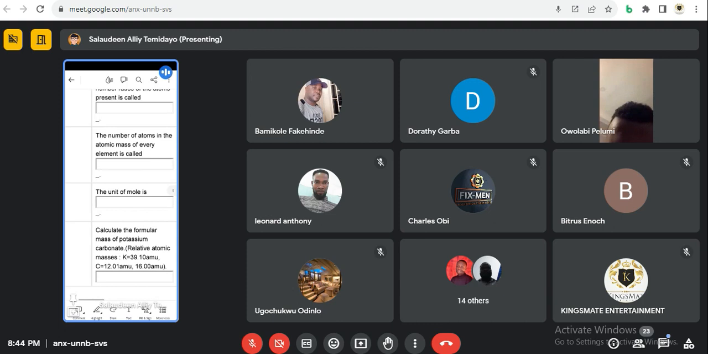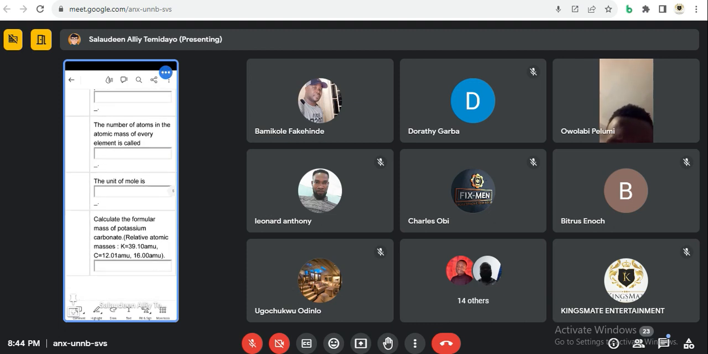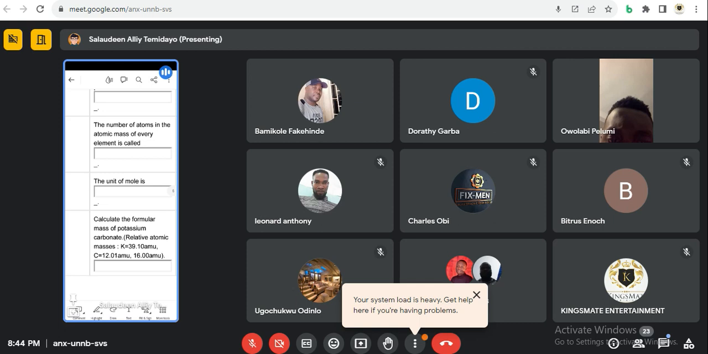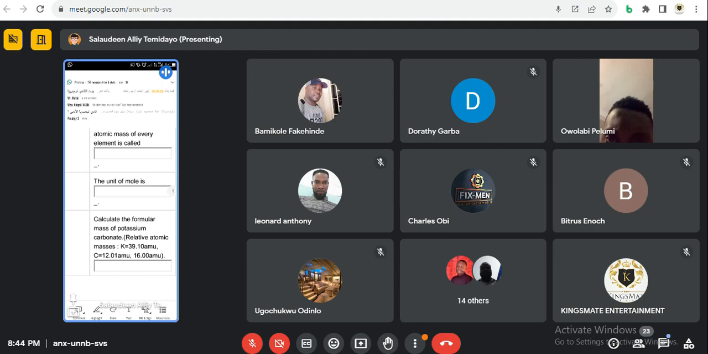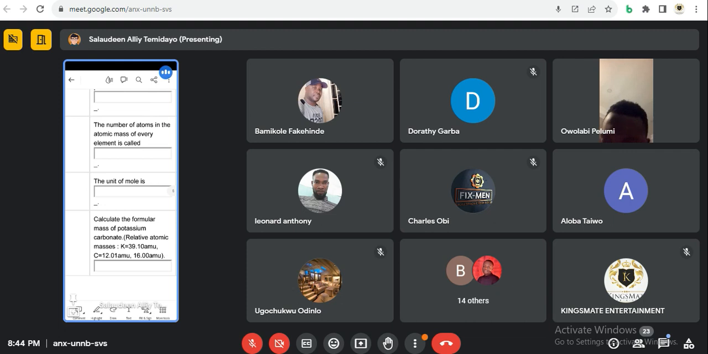The next one says calculate the formula mass of potassium carbonate. Formula mass means molar mass, the relative molecular mass. You have to write the compound out first. What is potassium carbonate? That is K2CO3. The old name is potassium carbonate; it is now called potassium trioxocarbonate. They are even giving us the mass numbers of all the components.